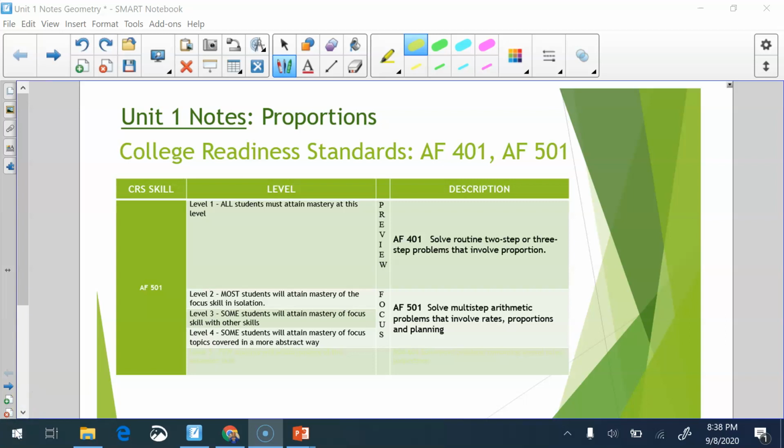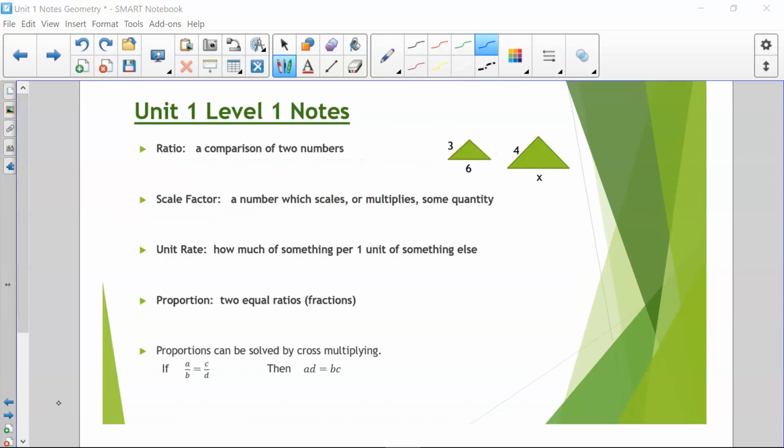Welcome to Unit 1, Level 1 video notes, where we will be focusing on the standard that solves routine 2 or 3-step problems that involve proportion. First, we will review some vocabulary.